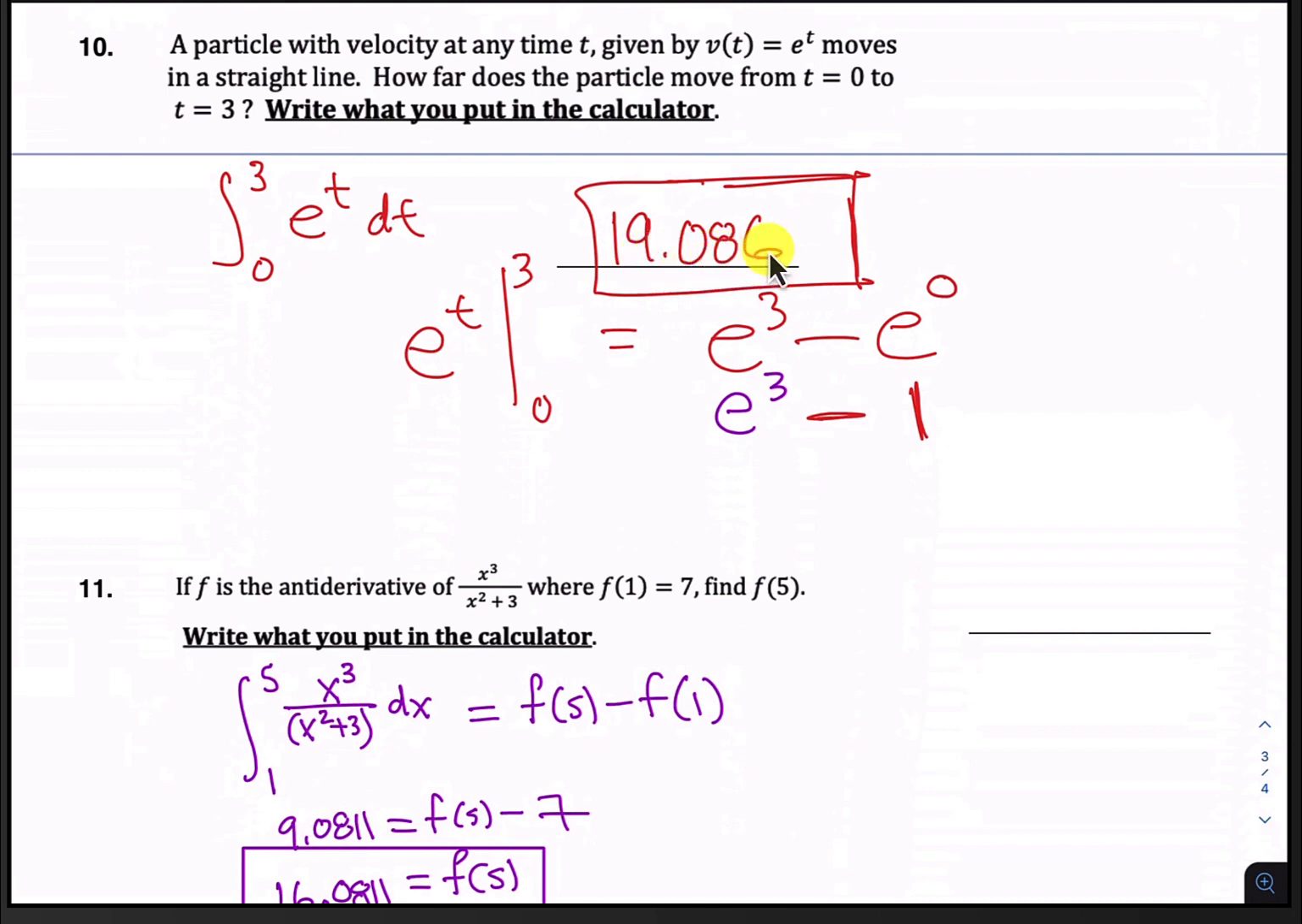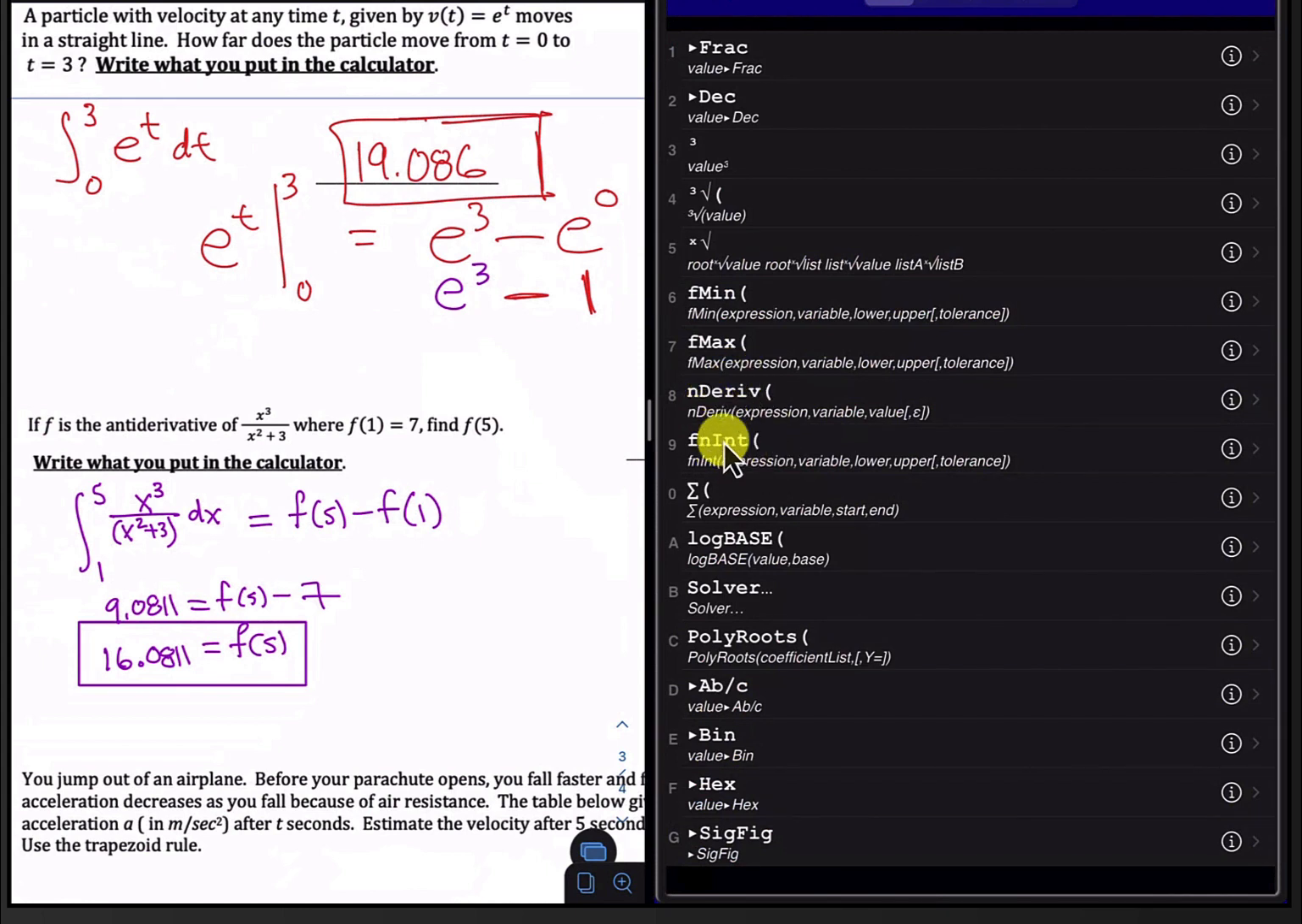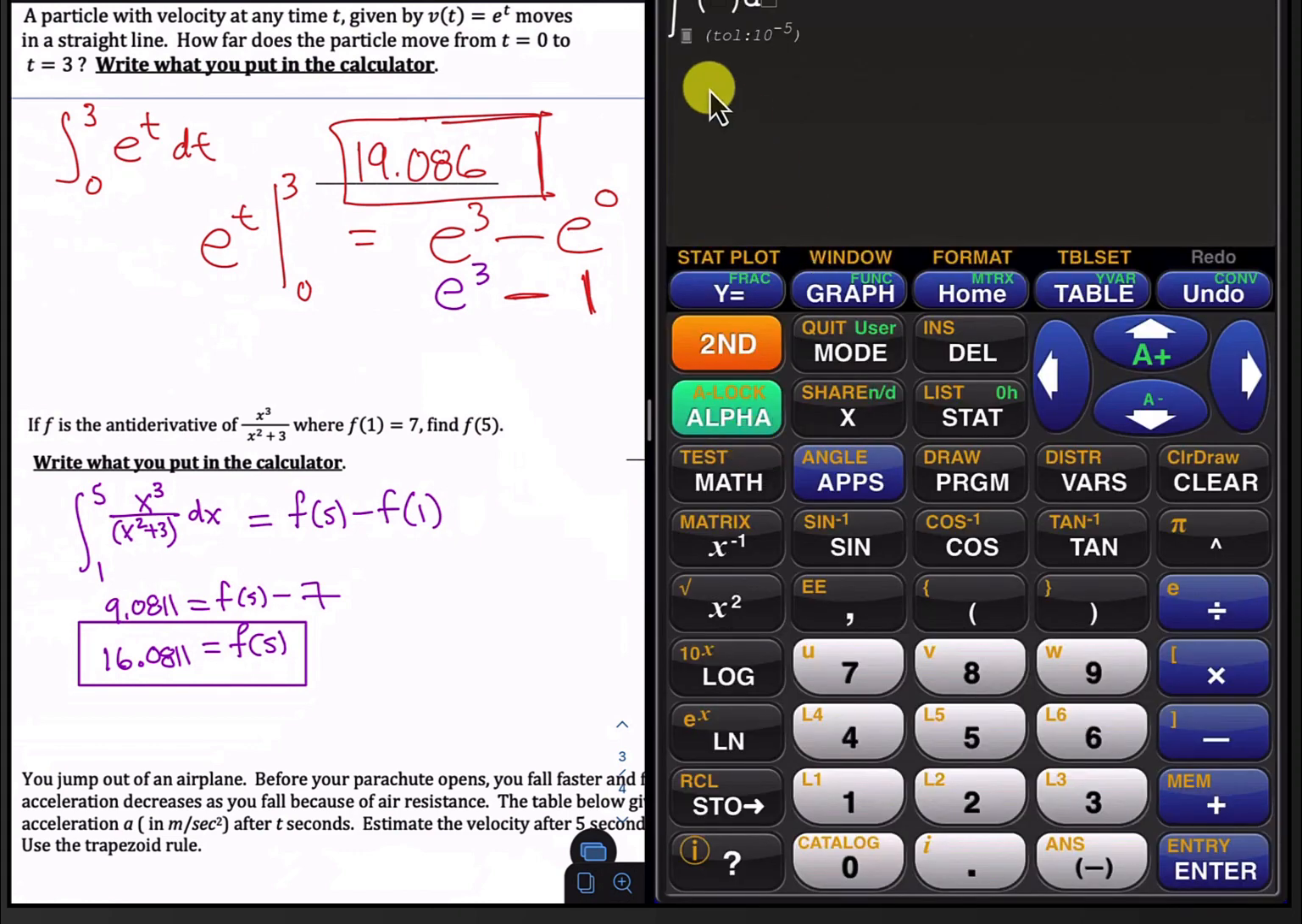And your calculator should give you 19.086. As a reminder, since it does say write what you put in the calculator, you can actually use the integral feature of your calculator to evaluate this integral. So let me just remind you quickly of how to do that. You would hit the math button, go down to function integral, which is line number 9 here. And then you just simply plug in your lower and upper limits. The lower limit is 0. And then that upper limit's 3. And then you go over and type in the actual function, which is e to the x.